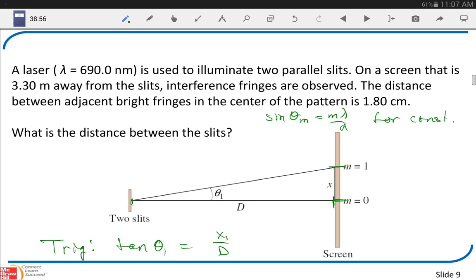Now, if you are a good student, you take this equation and you calculate what theta 1 is. And then you put that theta 1 in here for m equals 1, and you find what d is. A lot of textbooks say if theta is a small angle, then I can just say this is approximately equal to theta 1, and this is approximately equal to theta m. And so then I can just say lambda over d is equal to x1 over capital D. And that would work in this case because 1.8 centimeters compared to 3.3 meters, that is a small angle.